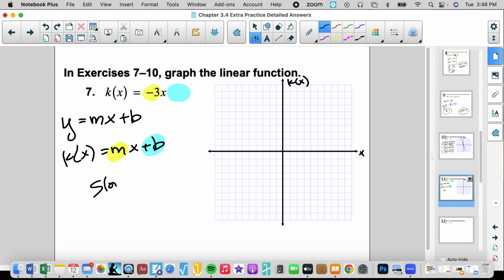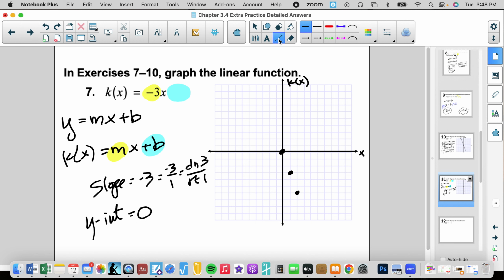So my slope equals negative 3, which is negative 3 over 1, which means down 3, right 1. Down because it's negative 3, right because it's positive 1. And then my y-intercept is going to be 0 because there is no number being added or subtracted. We always plot the y-intercept first, at 0. Then we're going to go down 3, right 1: down 1, 2, 3, right 1. And we again have that same line.